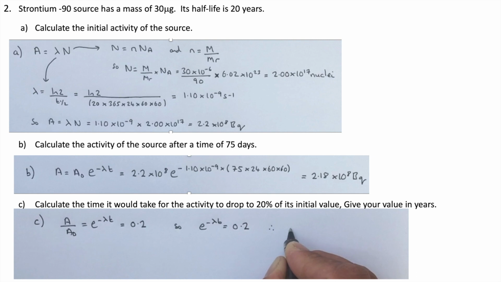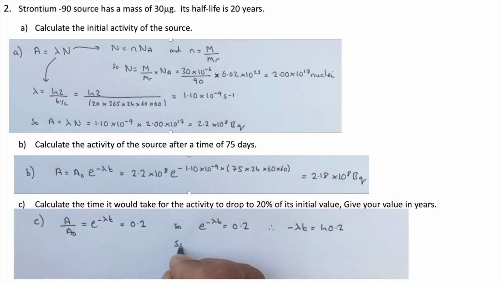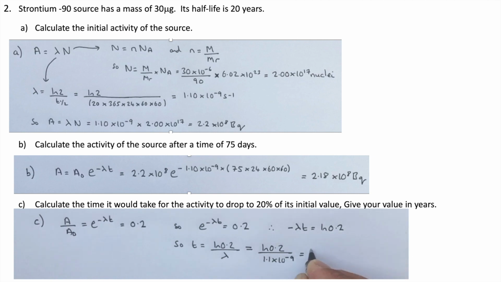Therefore, if we take logs to the base e, we get minus lambda t is equal to the log of 0.2. So t is equal to log of 0.2 divided by lambda. And this gives us a time of 1.46 times 10 to the 9 seconds, which we must convert into years, which gives 46.3 years.